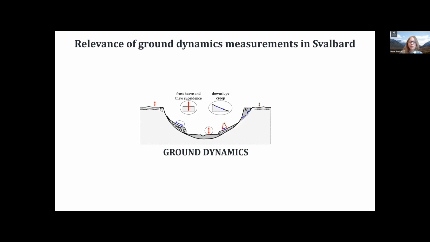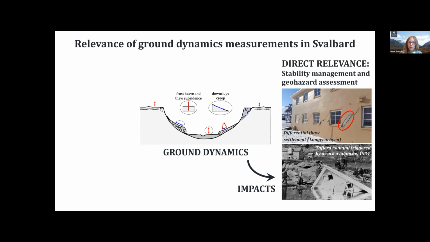We can start from here. So what I was saying was that in a permafrost landscape, the ground is moving. We have frost heave and thaw subsidence on the flat ground, and on the slopes around it, we have various creep movements that can have a direct relevance to, for example, stability of infrastructure or geohazards such as rock slope failures. So now we are where we started.